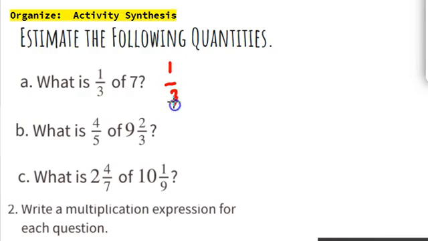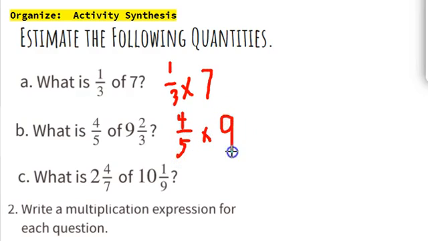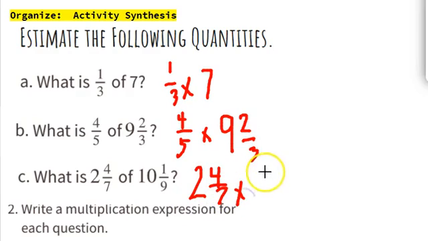As multiplication problems, when you have "of," you typically are talking about multiplying. So 4 1/3 times 7, 4/5 times 9 2/3, and 2 4/7 times 10 1/9. And that's all we're doing, just looking at what's close to each one.